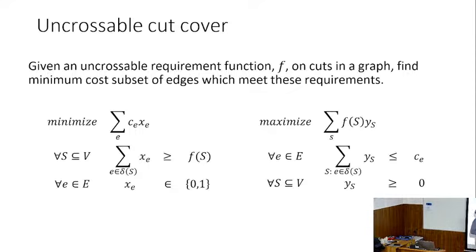You want x_e to be 1 if I pick that edge, it's 0 otherwise, that's an integer version. You want to minimize the cost of the edges. For every set of vertices, you want to pick x_e such that the number of edges across the set is at least the requirement. And then that's the standard linear programming dual. Right? Now this is LP dual. Earlier I was talking of planar dual. So there are two duals in this talk.